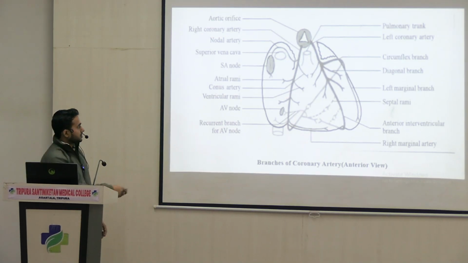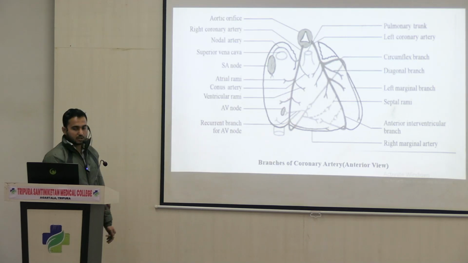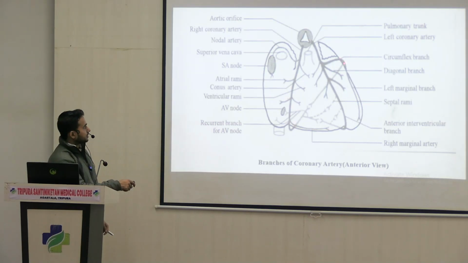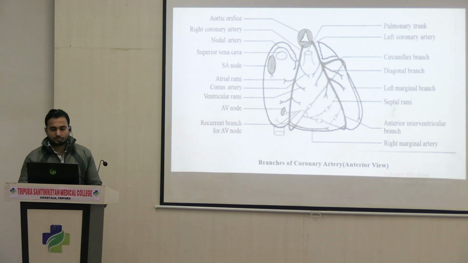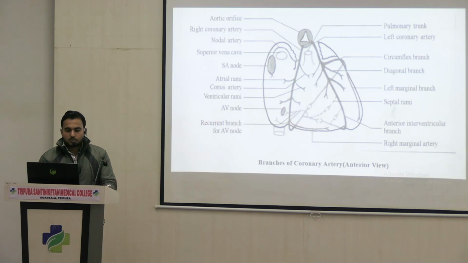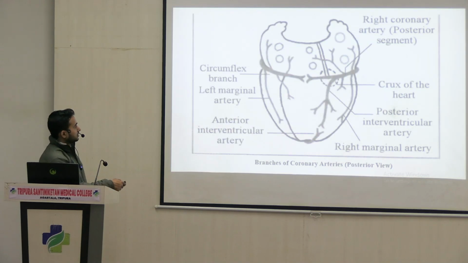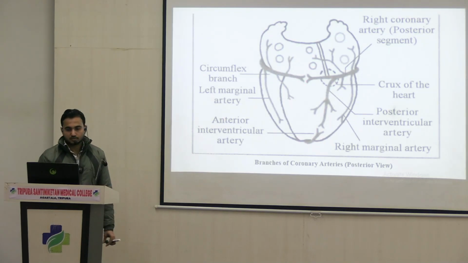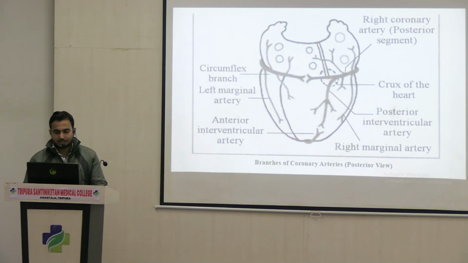Next is the circumflex branch. Here you can see this is the circumflex branch. The circumflex branch first passes along the left part of the atrioventricular groove, then winds around the left border of the heart, and then reaches the diaphragmatic surface. Now it goes into the posterior part of the atrioventricular groove. In this diagram you can see the circumflex artery coming into the posterior part of the atrioventricular groove, where it anastomoses with the right coronary artery just left of the crux of the heart, and this is the termination of the left circumflex artery. The circumflex branch is also called LCX.